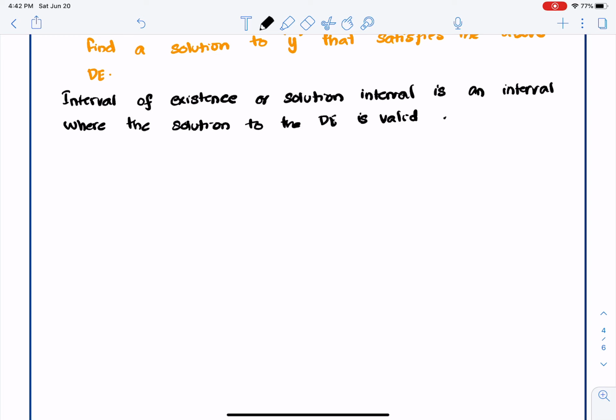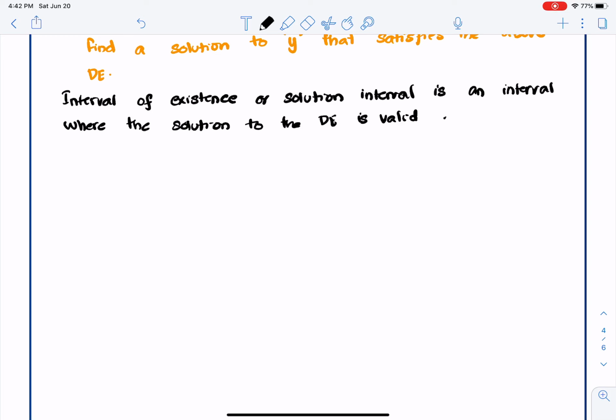So just because you get a function as an answer doesn't imply that it is going to work for all values in the domain of the function. So a differential equation would always come with an interval of existence.